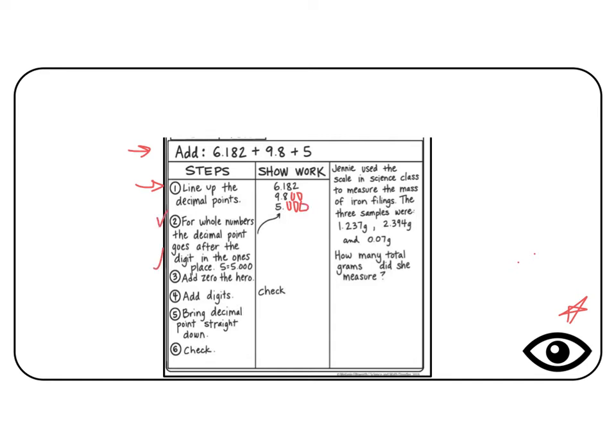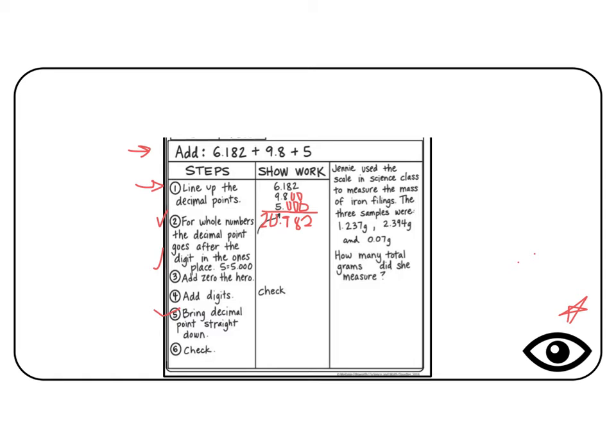Step 4 says we're going to add. So here we're going to go ahead and add a line. 2 plus 0 is 2. 8 plus 0 is 8. 8 plus 1 is 9. Now we're getting to our whole numbers. We know that 9 plus 5 is 14, and 14 plus 6 is 20. Our next step was that the decimal comes straight down from where it is. And lastly, we can check our work.